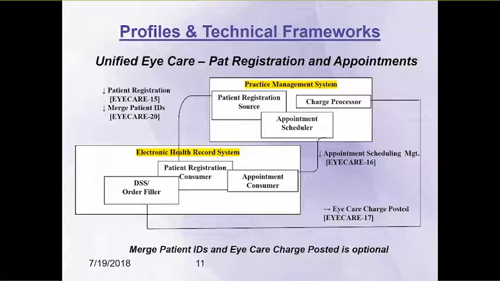But the electronic health record system needs data from the practice management system. So in this case, they need it a different way. The source is the practice management system, but the electronic health record system is a consumer of that patient registration. So essentially the patient registration consumer is an actor, or role, that the EHR system will assume. If you're an electronic health record system, then you're going to want to be a patient registration consumer, maybe an order filler or an appointment consumer, and when you're a practice management system, you'll be the source for those things and the processor for that.